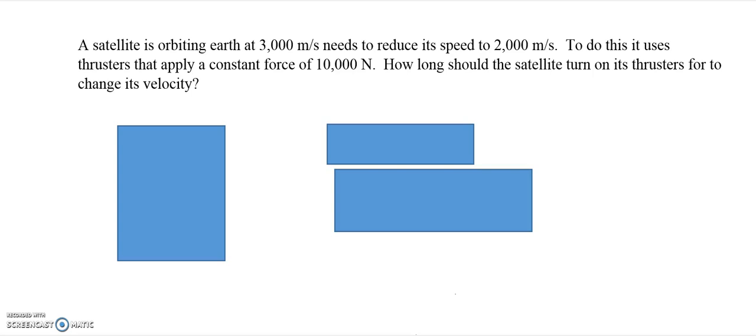All right, we're going to talk some impulse momentum practice. So we are going to try and figure out how satellites work in outer space. So here's a scenario. A satellite is orbiting the Earth at 3,000 meters per second. It needs to reduce its speed to 2,000 meters per second.